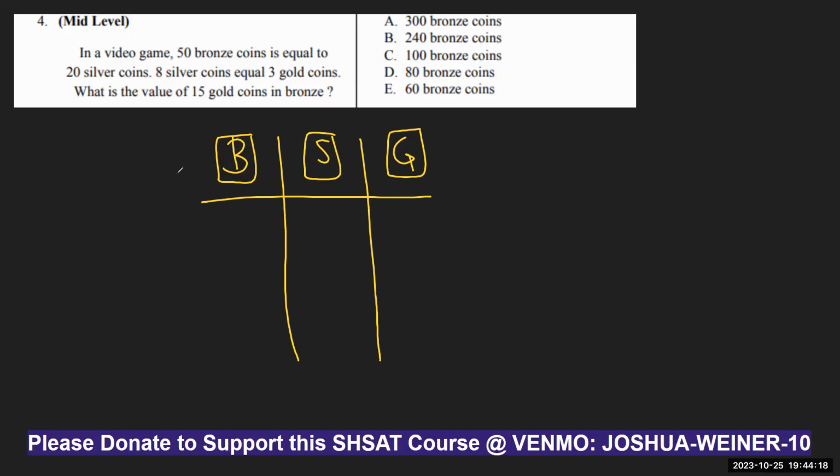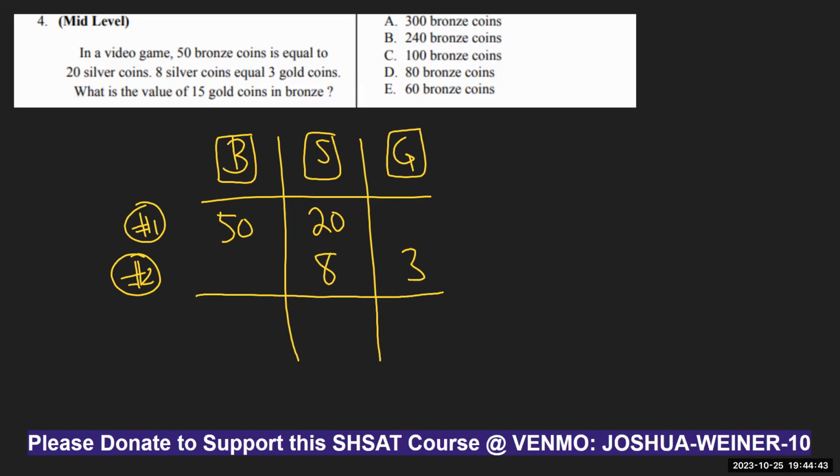Well, the problem gives a conversion rate. It says that if you have 50 bronze coins, that's equal to 20 silver coins. So that's fact number 1. Then the second statement the writer gives is that if you have 8 silver coins in the video game, that's equal to 3 gold coins. Then they ask, what's the value of 15 gold coins?